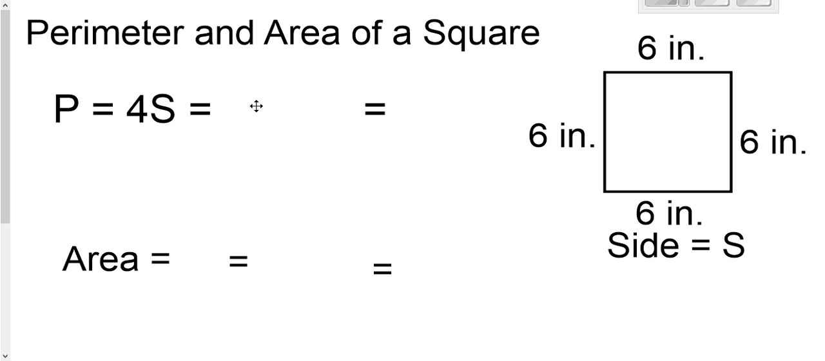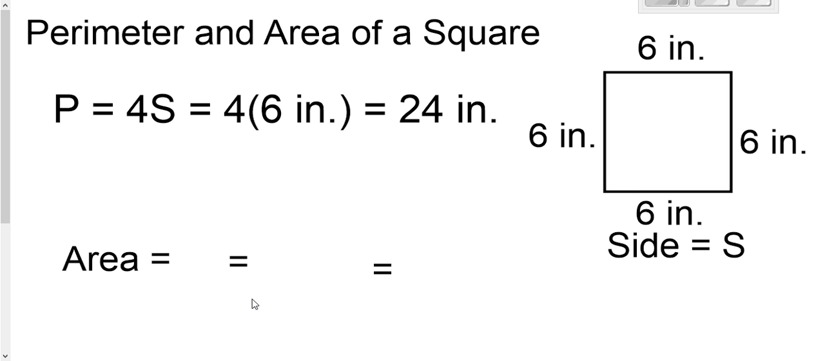So we plug that in. What do we got? 4 times 6 inches, or 24 inches. Notice we don't have 4 inches times 6 inches. It's just 4 times 6 inches, and that's why we don't have inches squared here. Perimeter is just regular linear units, not square units.